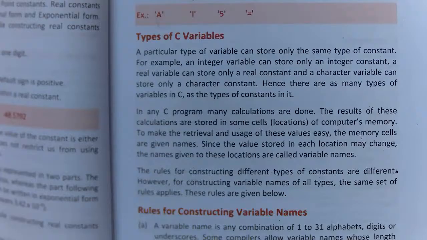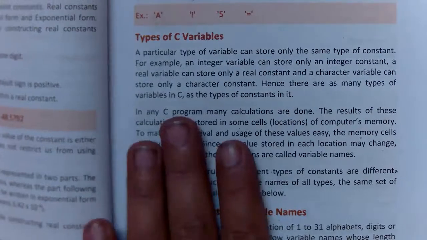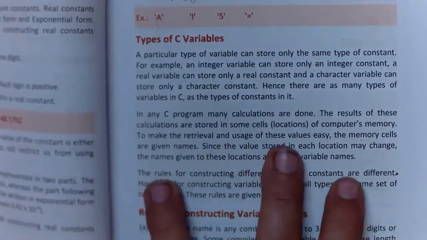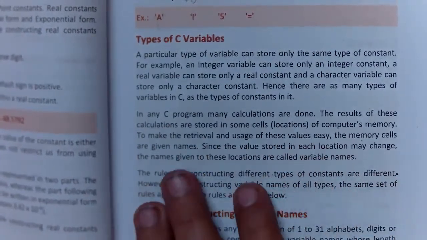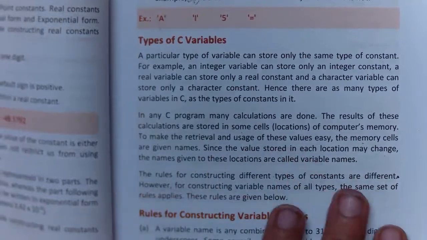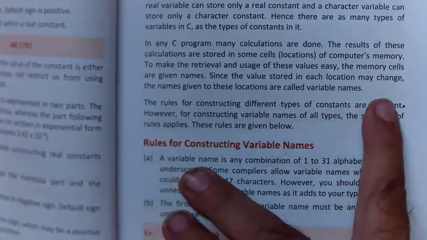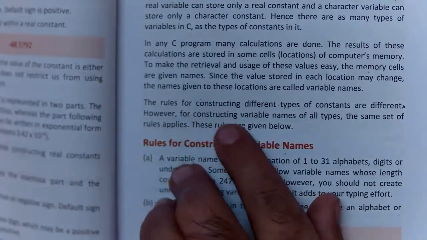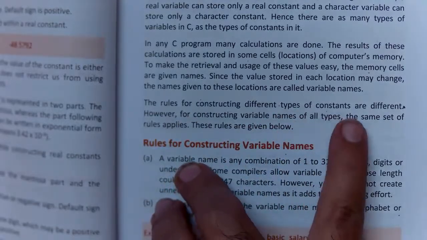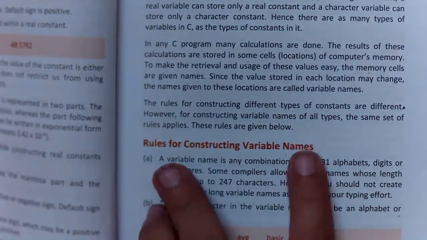In C programming, many calculations are done. The results of these calculations are stored in some cell locations in computer memory. To make retrieval of memory cells easier, you give them a name, since the value stored in a location can change. The rules for constructing different types of constants are different. However, for constructing variable names, a set of rules applies.